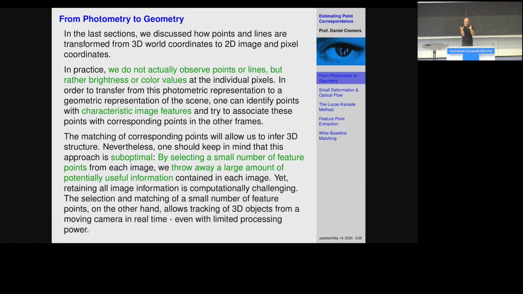Whenever you have a problem and you decompose it into individual steps, you typically invariably end up with something that is suboptimal. Why? Because once you determine points and you identify some subset of points in an image, the question is why these points, why not the other points? There is more information in the image that you're not really using when you take a subset of points.